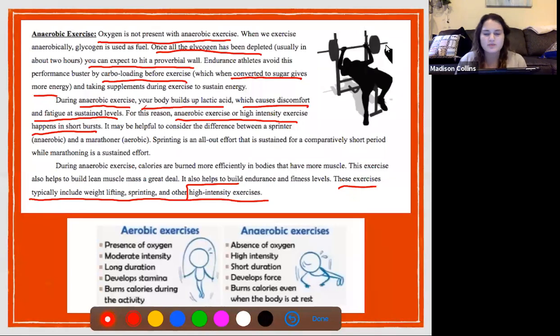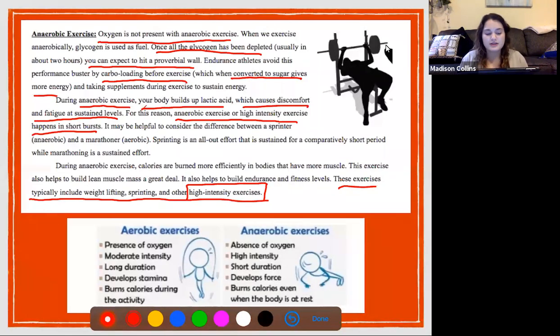So you might be wondering, but Ms. Collins, even when I'm sprinting and even when I'm lifting weights, I'm still breathing, I'm still getting oxygen. And you're right, but your body's not getting enough oxygen. You're doing a really, really high intensity exercise in a short period of time. And because of that, you're using up all of your body's ATP before it has the chance to create more using the oxygen that you've just inhaled. So you're essentially overexerting your body. And that's why we have to do it in a pretty short amount of time.